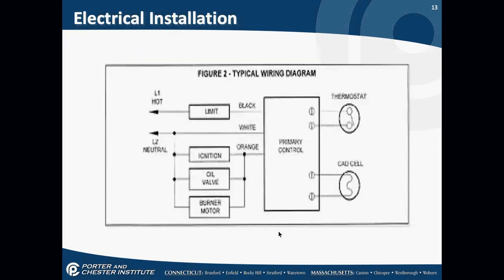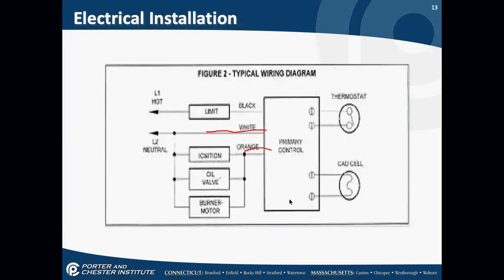Okay, this is a typical wiring diagram. This is an older primary control. You have a black wire that's going to your limit, that's your hot. You have a white wire, that's your neutral. And then you have an orange wire. On that orange wire, I'm going to have my ignition transformer, I'm going to have my oil valve, and I'm going to have the burner motor. They all come on and stop together. Newer controls may split these things off onto their own wire because the control cycles them.